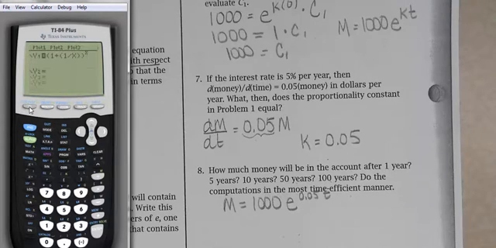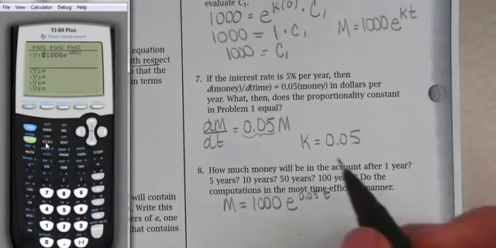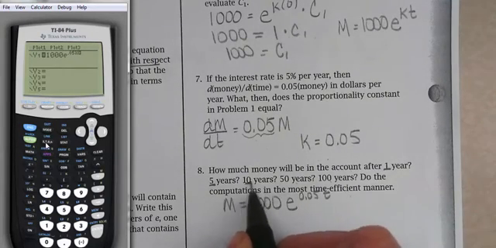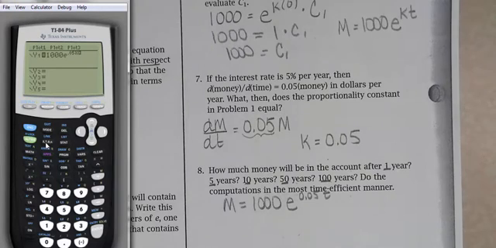Alright, so I'm going to do this in my graph part. We'll put 1, 2, 3, and then I'm going to multiply that by e raised to the 0.05 times my variable. And then what I want to do is for 1 year, 5 years, 10 years, 50 years, 100 years. So I'm going to do my table set. I'll start at 1, and then why don't I go up by 5? That'll at least give me the first 2, and then I may want to change it after that.